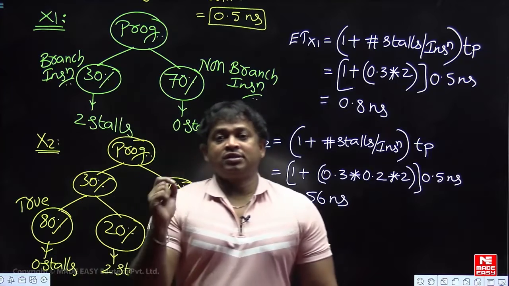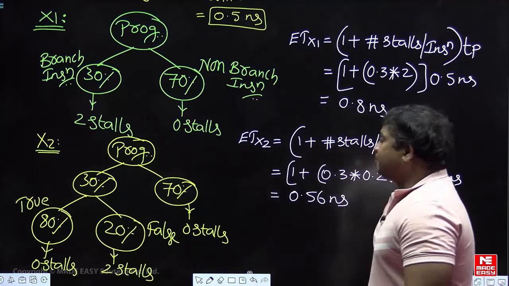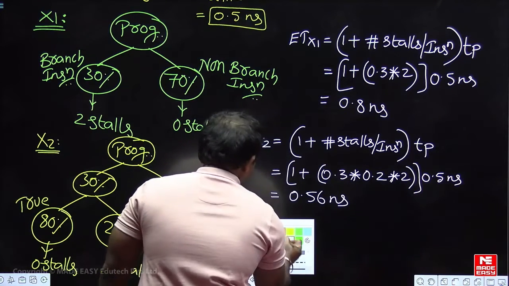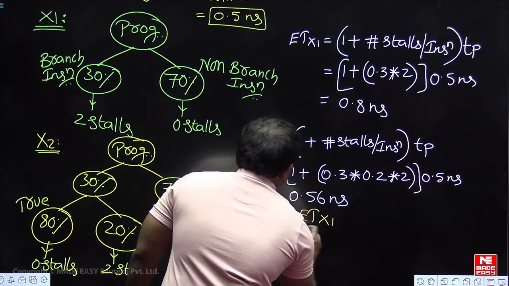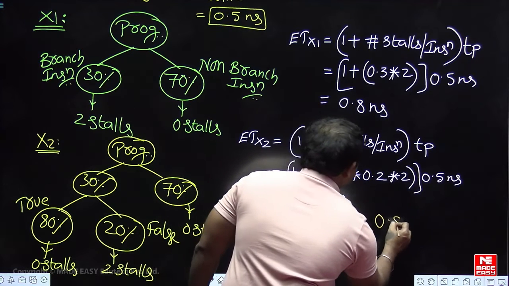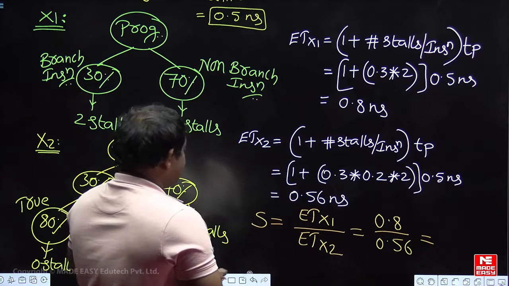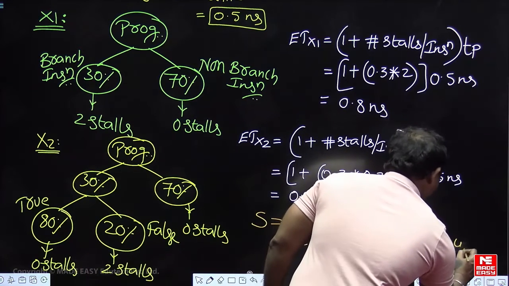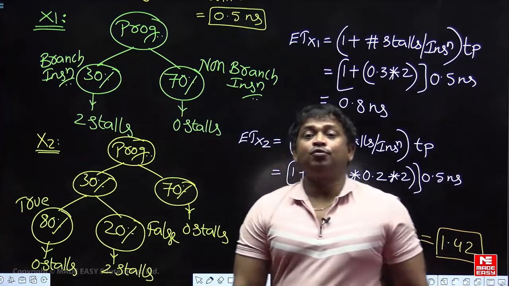Okay, students. So the old CPU execution time and the new CPU execution time are calculated. Now we need to report the performance gain of the enhanced CPU. Speedup S equals the execution time of the old CPU divided by the execution time of the new CPU: 0.8 nanoseconds upon 0.56 nanoseconds. Substitute the data and compute the value. This is equal to 1.42. The speedup of the enhanced system is 1.42.